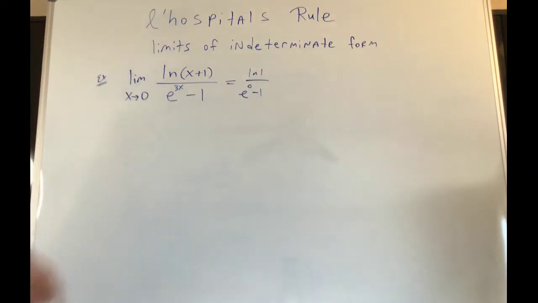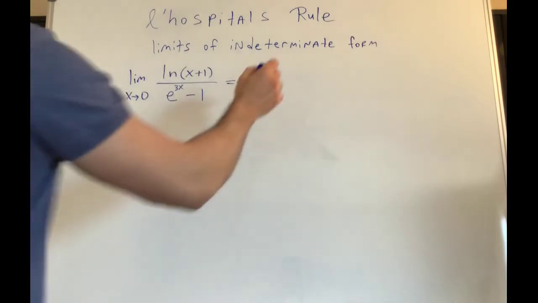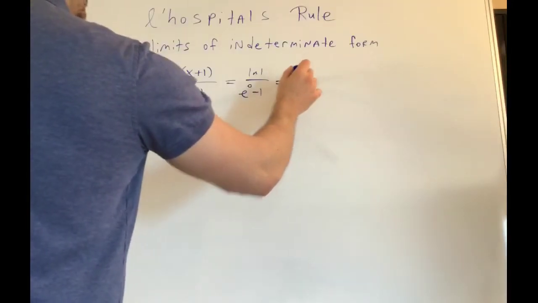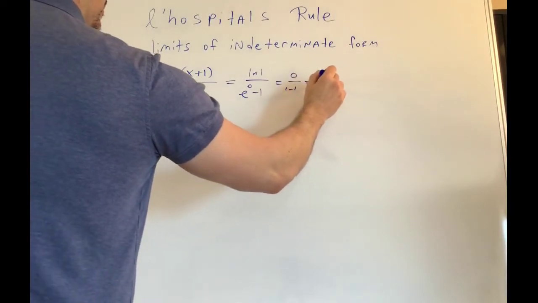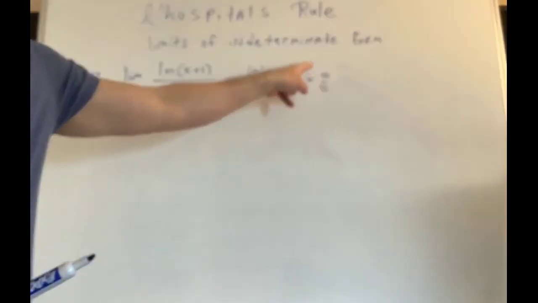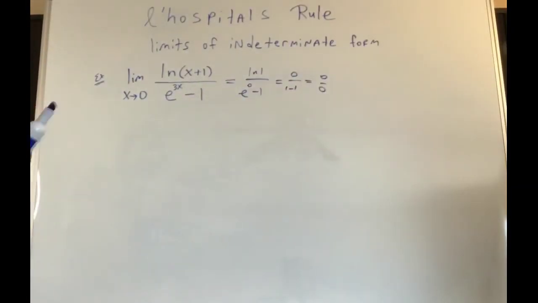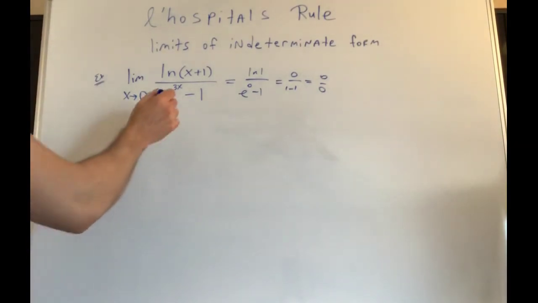Now, if you forgot, it's fine. You can whip out the calculator. Ln of 1 is 0. E to the 0 power is 1. Just make sure it's indeterminate. If you start doing L'Hôpital's rule, and it wasn't 0 over 0, L'Hôpital's rule isn't going to work. L'Hôpital's rule is only going to work if you get 0 over 0. It has to be indeterminate.